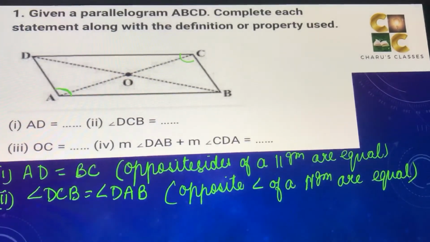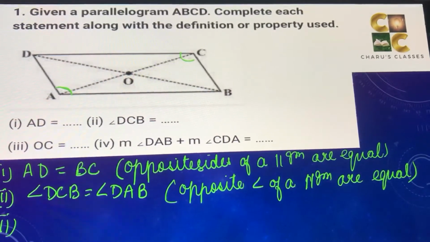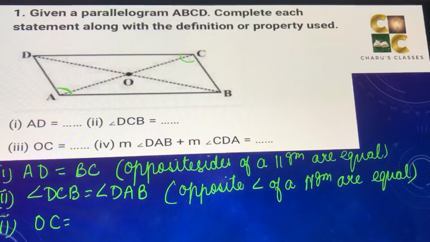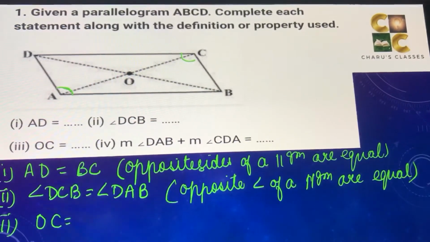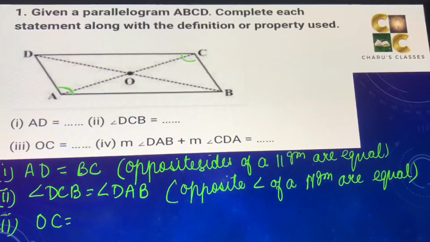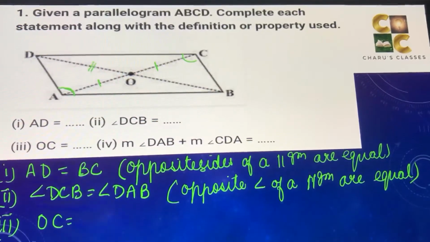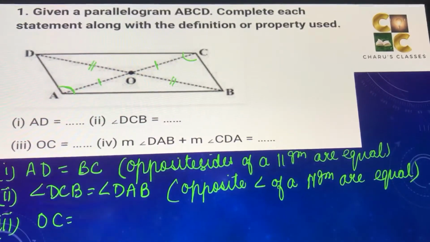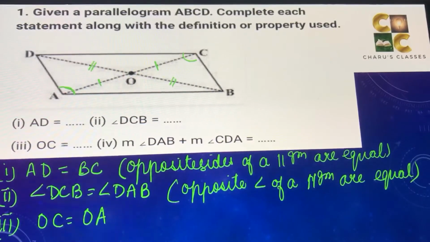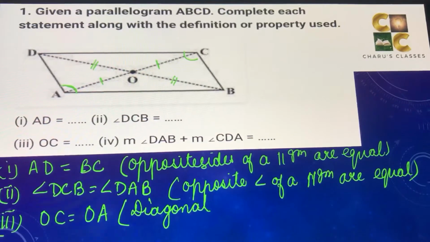Third part. OC is equal to. In a parallelogram, the diagonals bisect each other. Means जहाँ पे वो एक दूसरे को कट करती हैं, उस कट करने के बाद वो एक दूसरे को हाफ्स में बना देती हैं. Which means OC and OA will be equal, उनकी लेंथ इक्वल होगी, and OD and OB will be equal. So OC is equal to OA, as diagonals of a parallelogram bisect each other.